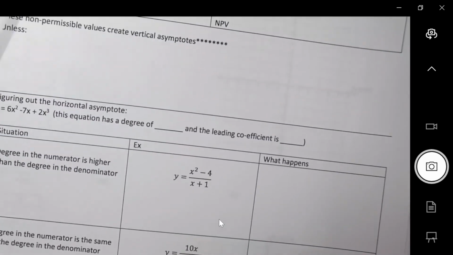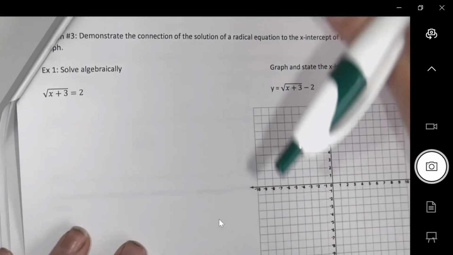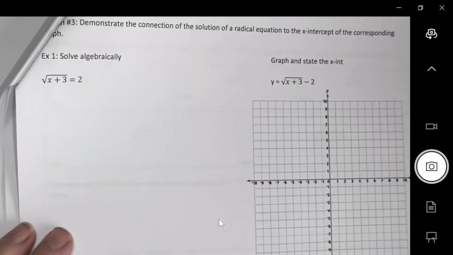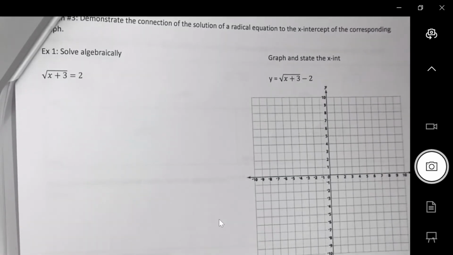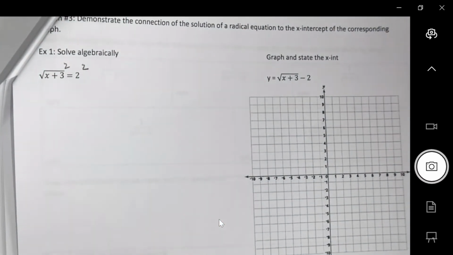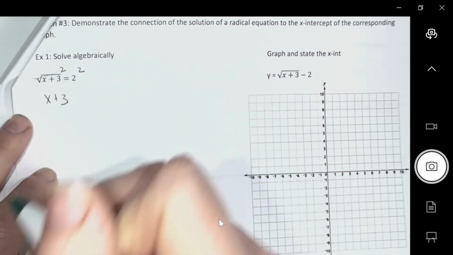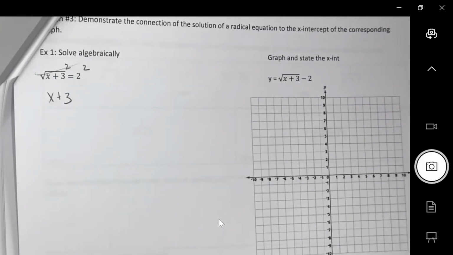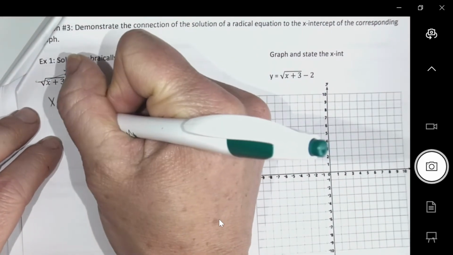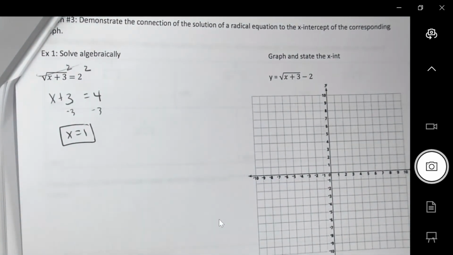Okay, last chunk of the radicals and we're done. Okay, solve algebraically. So we did this in grade 11. Solving radicals. So I'm going to square both sides. Does that make sense why I'm squaring both sides? To get rid of the square root. We did that in grade 11. So x plus 3, because that will just cancel off, equals 4. And if I minus 3, my x-intercept should be at 1.